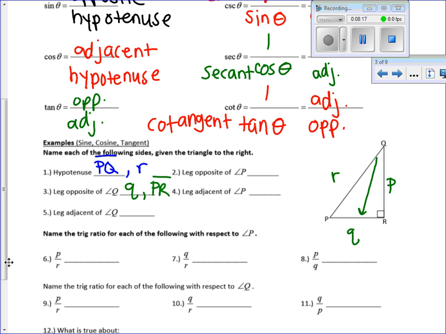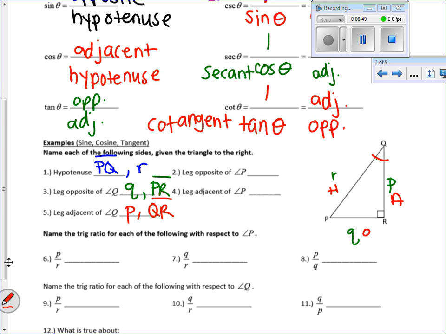What leg is adjacent to Q? Okay, so Q is here. This is my opposite. That has to be my hypotenuse. The last thing I always label is adjacent because that word confuses me. So what leg is adjacent to angle Q? Lowercase p or QR. Segment QR.